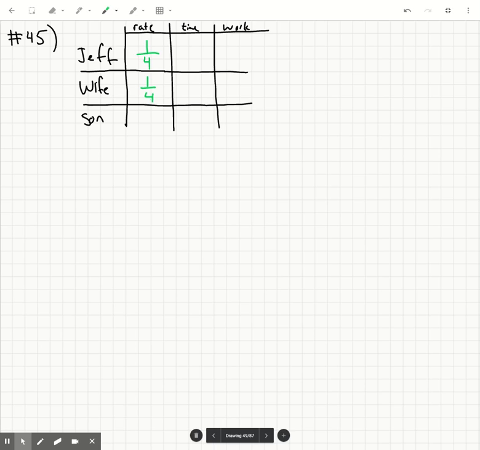Then it gives a scenario that says after they work together for an hour, their son then helps them finish. So there's a remaining amount, and it only takes 30 minutes for the three of them to work together and finish. So I guess we don't know the rate of the son. Let's call that R. So let R be the rate of the son.